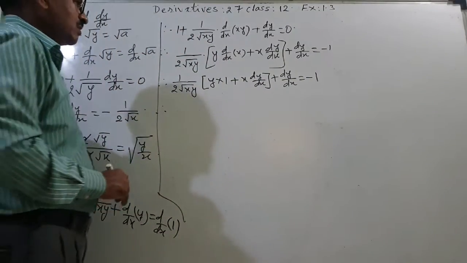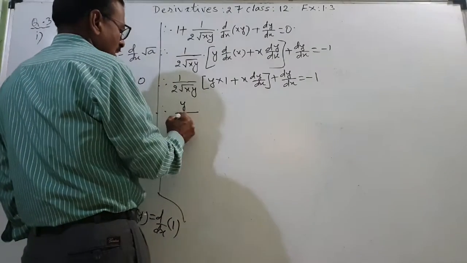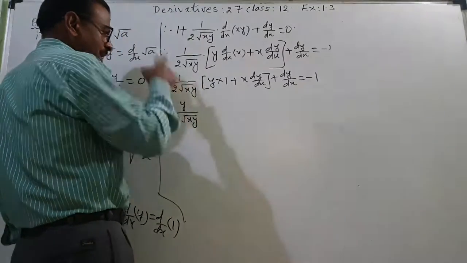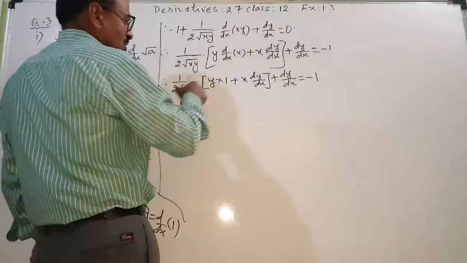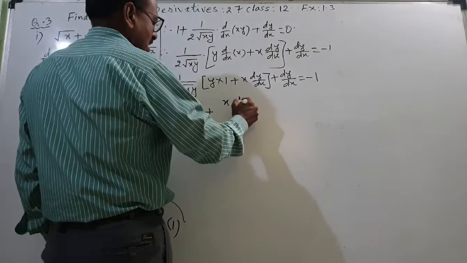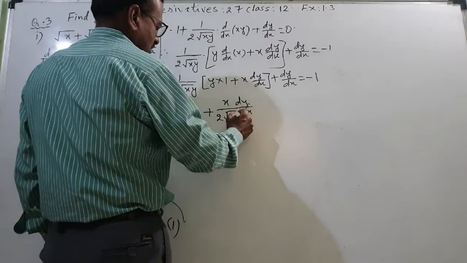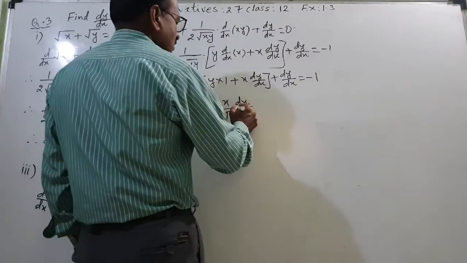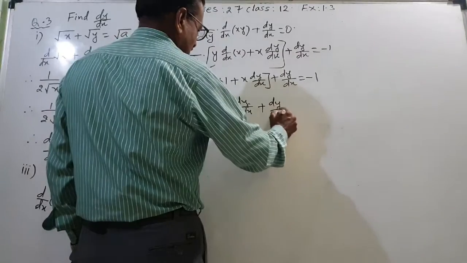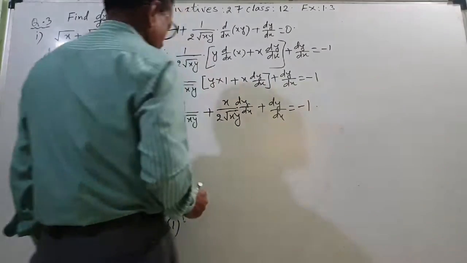Therefore, now multiply this. So y upon 2 root xy. I hope that you have understood this. y into 1 is y. Now this to this, plus x dy by dx upon 2 root xy, plus dy by dx is equal to minus 1.